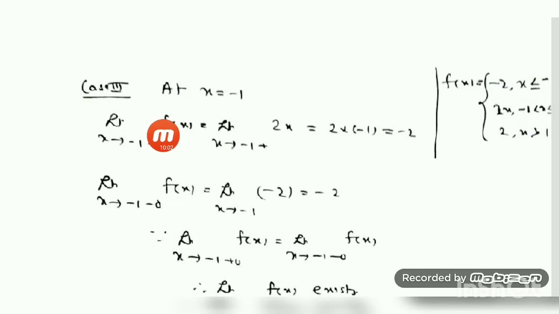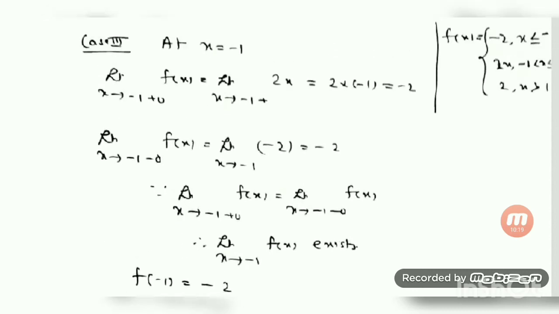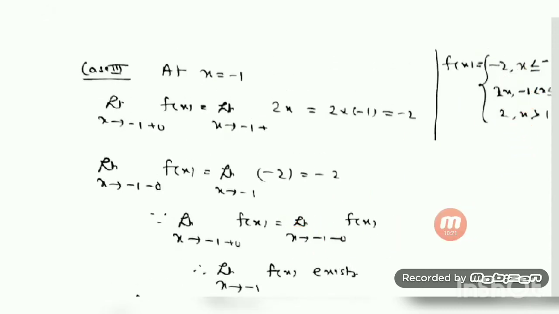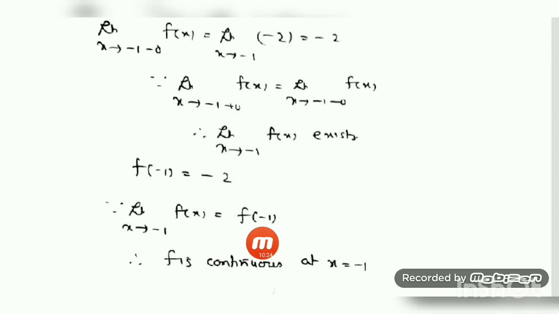At x equal to minus 1, for the limit x tends to minus 1 plus 0, the function is defined by what? This one, 2x. 2 into minus 1, minus 2. For minus 1 minus 0, less than minus 1, the function is defined by minus 2. This is also minus 2. Both the values are equal. It means the limit exists. And what is f of minus 1? It is minus 2. So here also we have seen limit value is equal to function value. It means the function is continuous at the point x equal to minus 1.